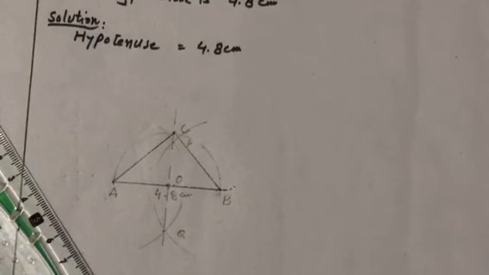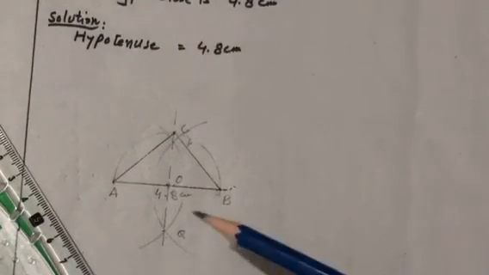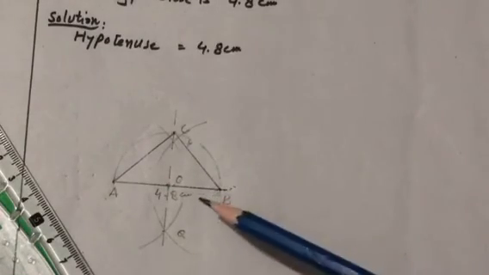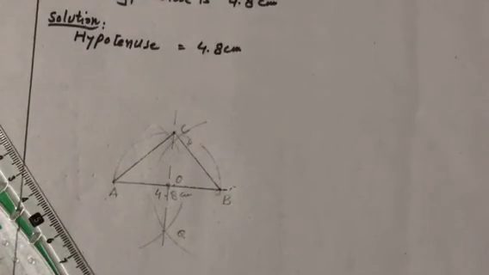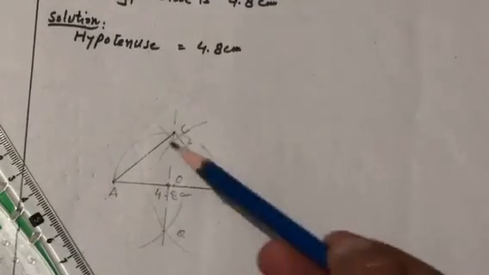So in this way, when the hypotenuse of a right angled isosceles triangle is given, you can draw the required triangle like we have done, and constructed the triangle ABC.